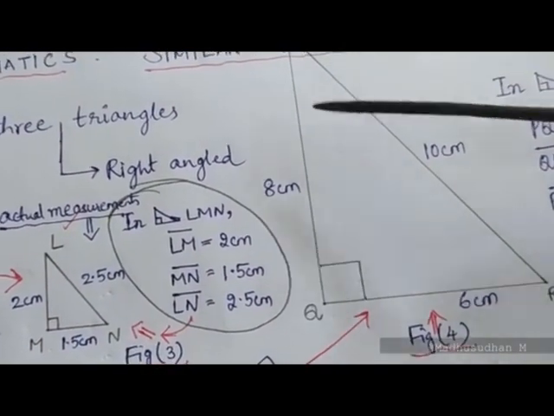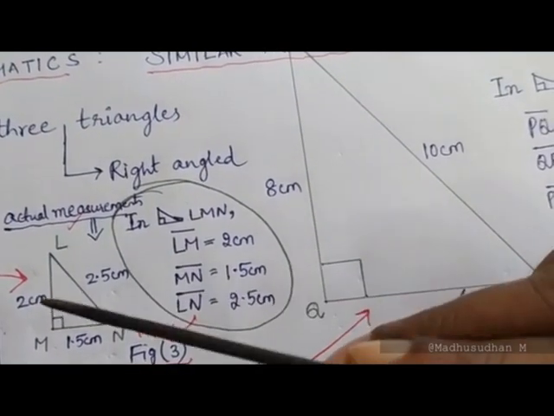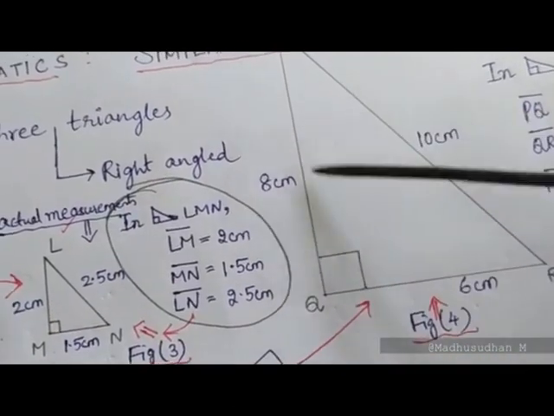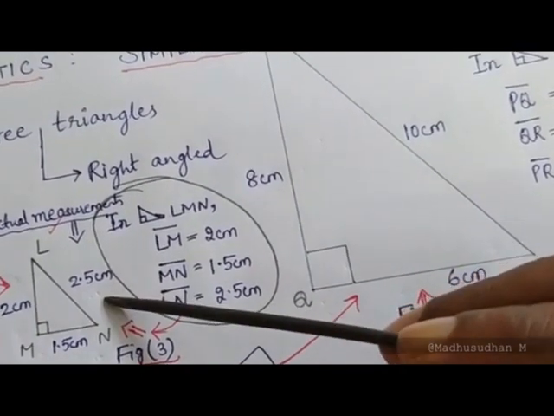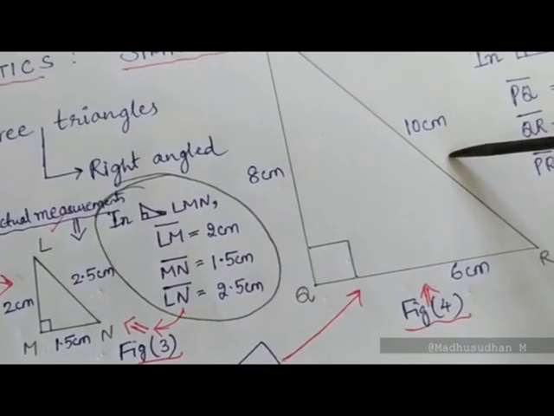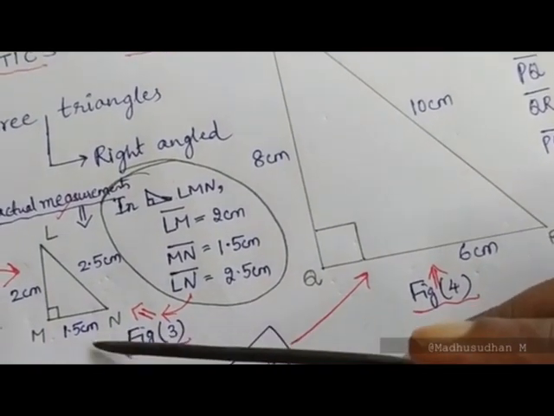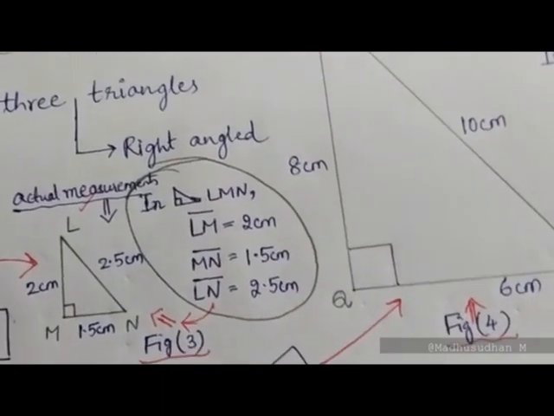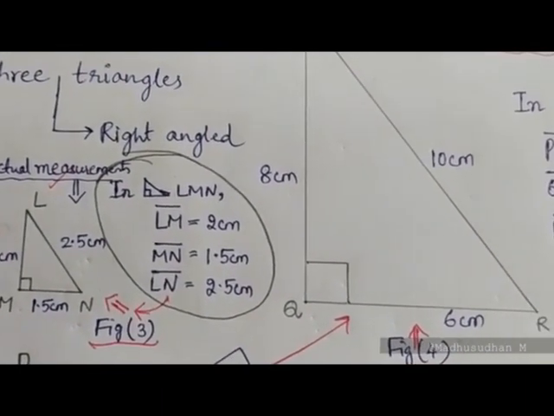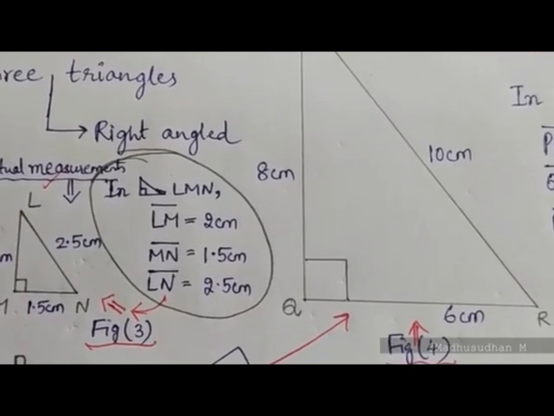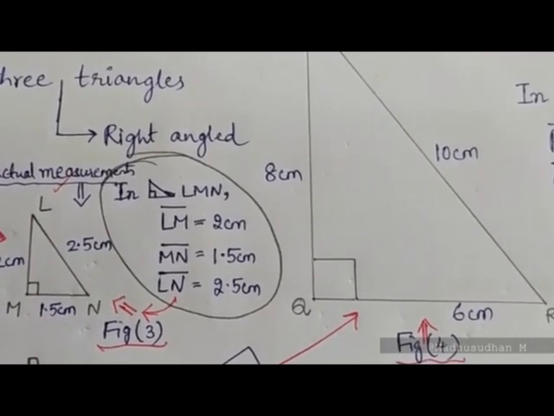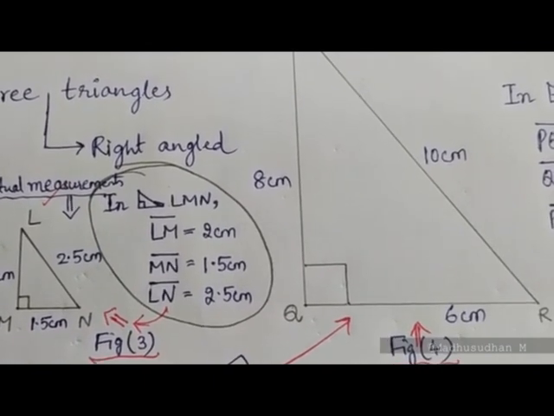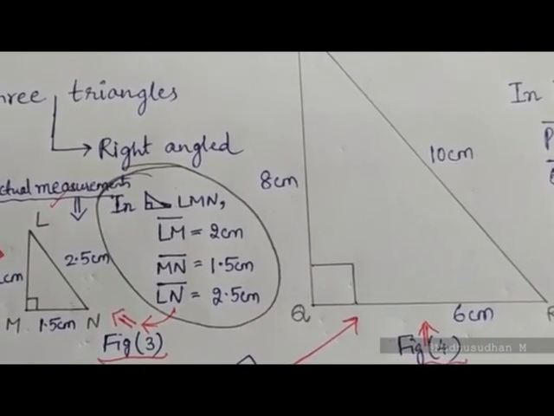So if I compare LM and PQ, 2 multiplied with 4, I shall get 8 centimeters, right? 2 4s are 8. 2.5 multiplied with 4, I shall get 10 centimeters here. 1.5 multiplied with 4, I shall get 6 centimeters here. So we can conclude in these two diagrams, figure 3 and 4, that triangle LMN and triangle PQR are similar triangles. They are similar triangles.